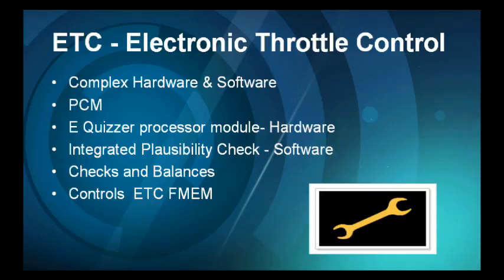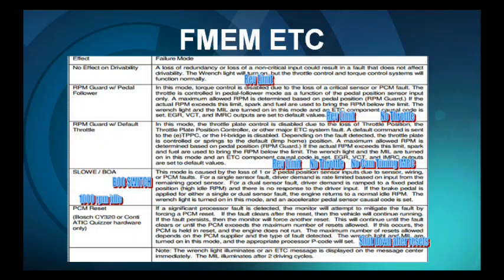So we look at some of the strategies of the failure mode effects management, depending upon the software and how severe the fault is. The first level may be just limiting RPM not to go over, say, 1,500 to 2,000 RPM. If the problem is a little more severe, it may not let the throttle open and limit RPM, so you're pretty much stuck idling.